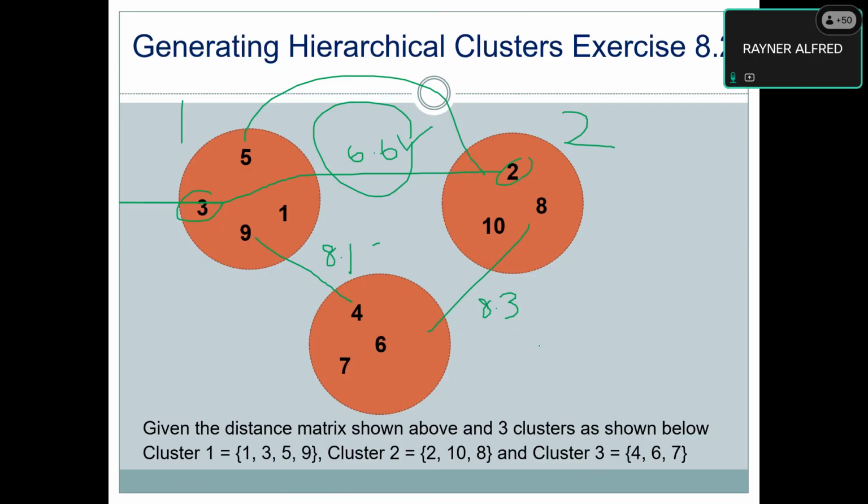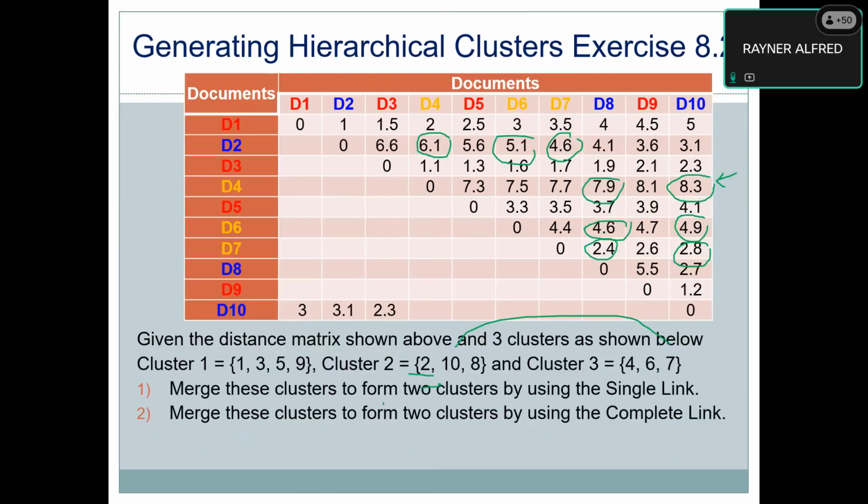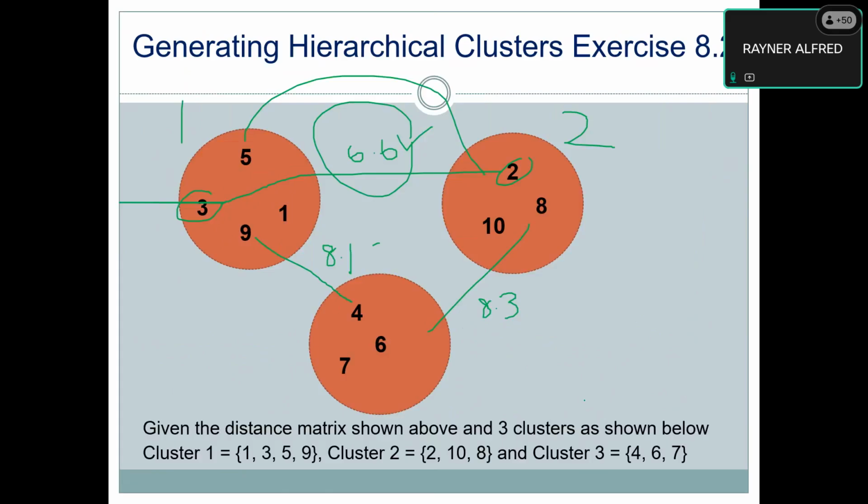Some students say, okay, based on this table, if you use complete link, we will combine cluster 1 and cluster 2. But that is only the final answer, and you didn't show how you got to that point. So you need to show how you get to that conclusion: what is the distance between those clusters and why you choose cluster 1 and cluster 2 to be combined. Okay. Any question?